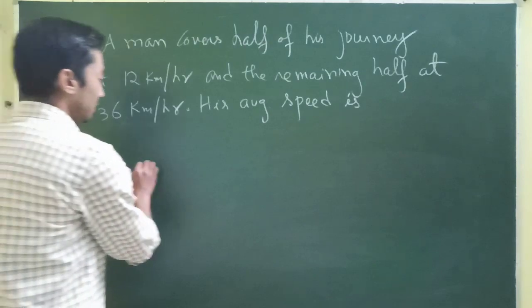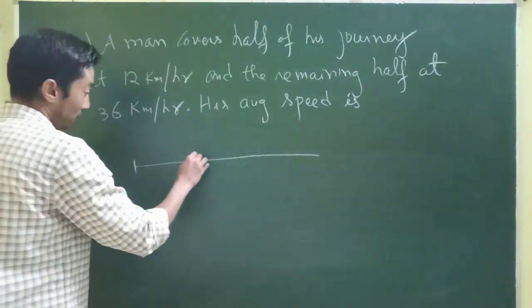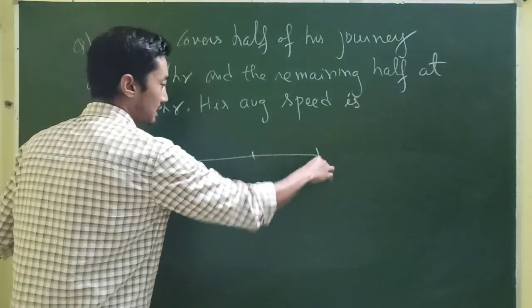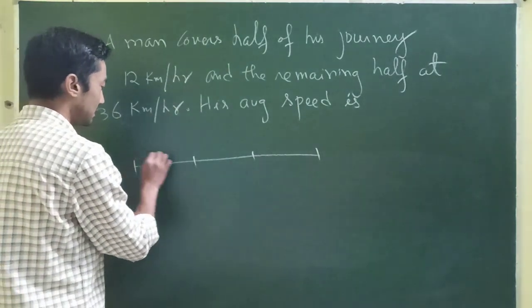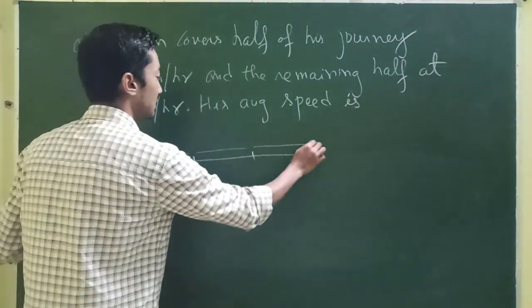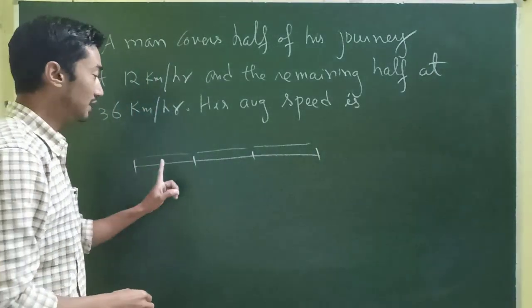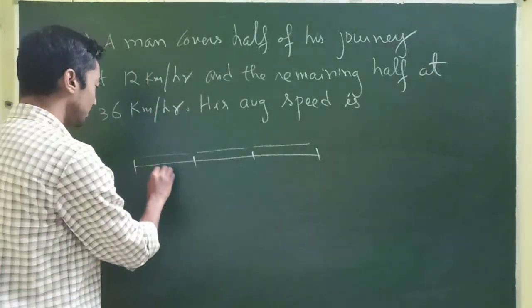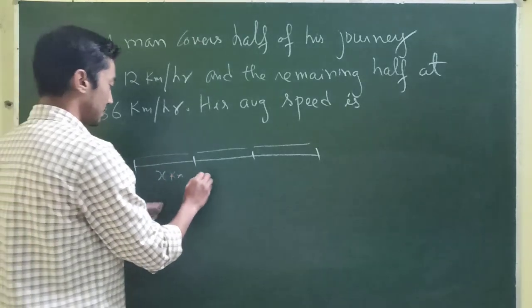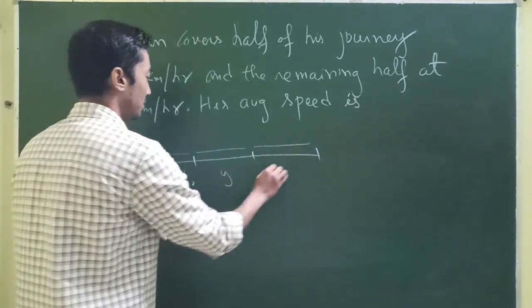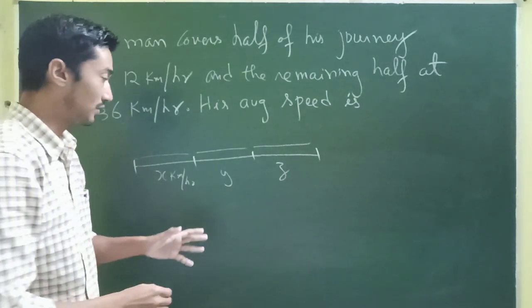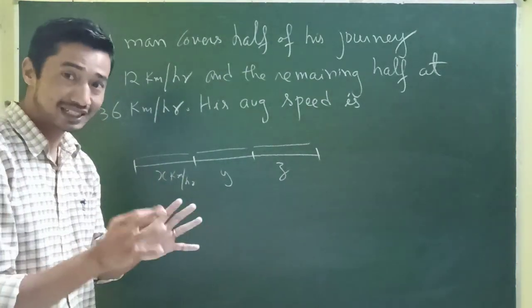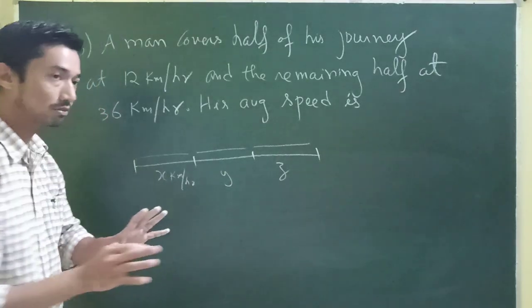Alright, that means if they cover, of course the condition is they should cover equal distances. This distance, this distance, this distance. That's the condition here. If they cover equal distances at different speeds, x kilometer per hour, y kilometer per hour, z kilometer per hour, then in that case, of course, the formula will be slightly different.